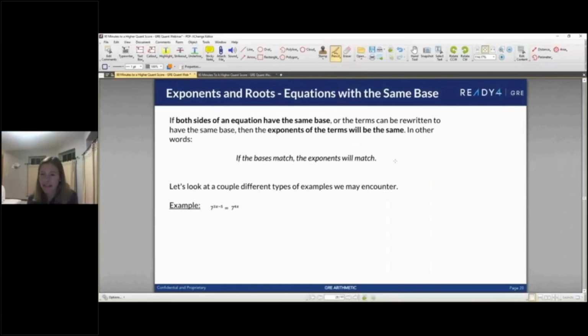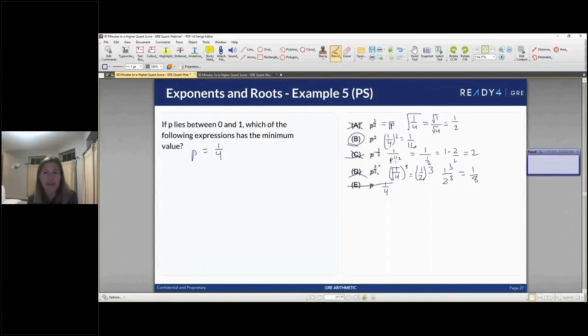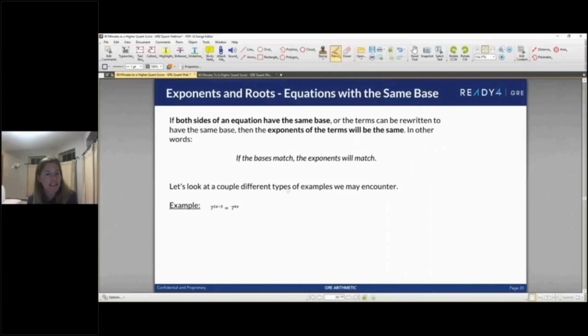This is a nice little trick. Okay, so this was tedious and painful. This is just cool and slick. This is a rule that tells us if you have a situation where your bases match, you can forget about the bases and just compare your exponents. So for example, here we have 7 raised to a bunch of stuff is equal to 7 raised to some stuff.